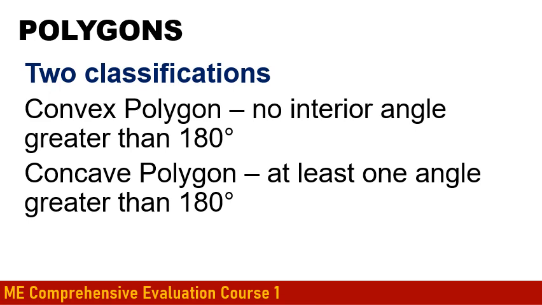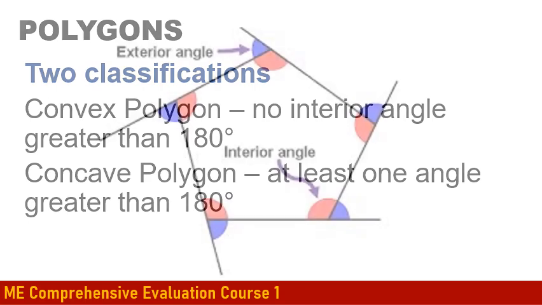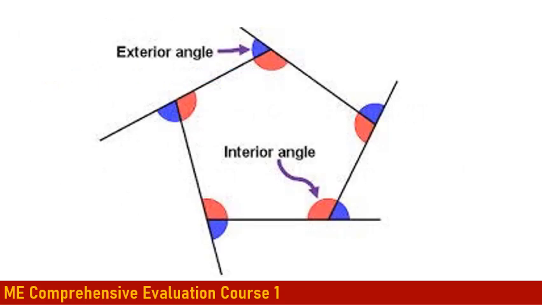So to understand what an interior angle is, as you can see here in this illustration, the interior angles are the angles bounded by the sides of the polygon. The exterior angle, on the other hand, is found on the outside. So based on this, you can already differentiate what a convex and a concave polygon is.